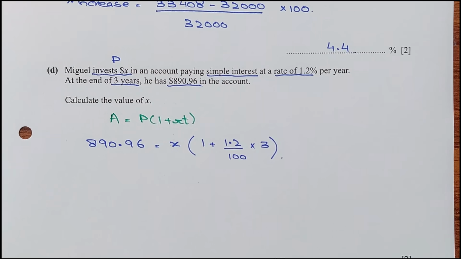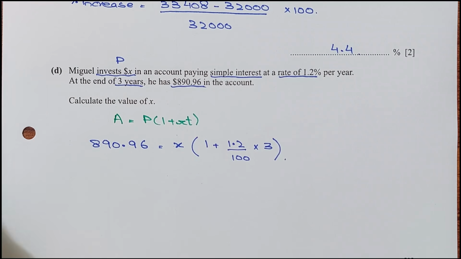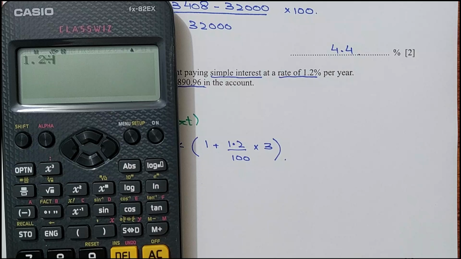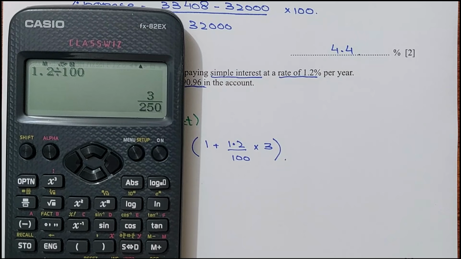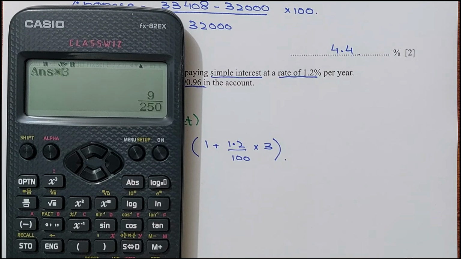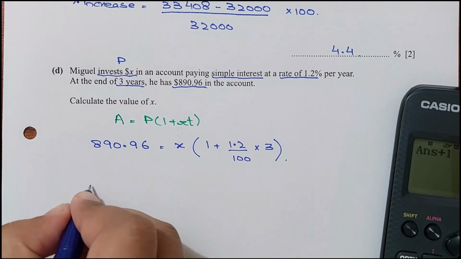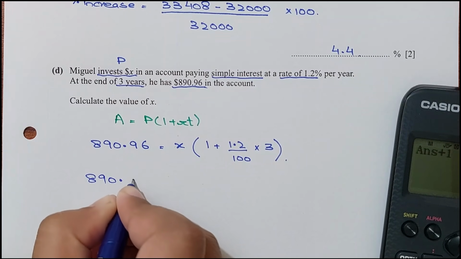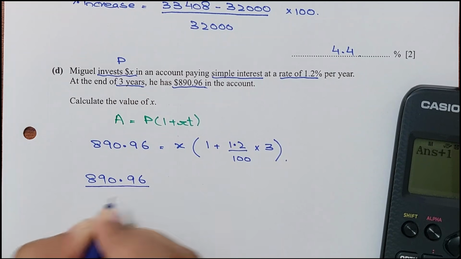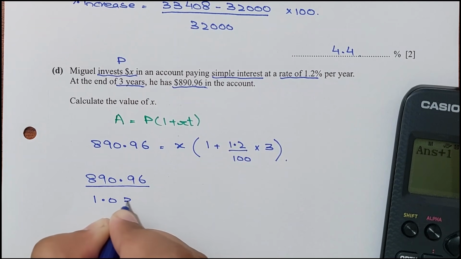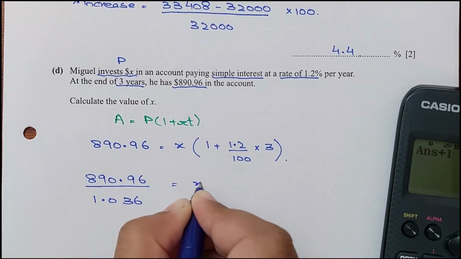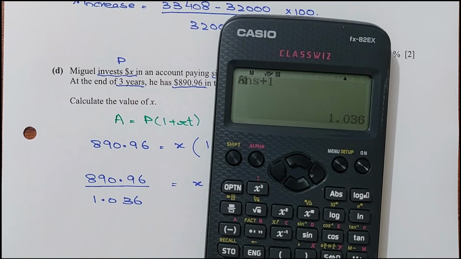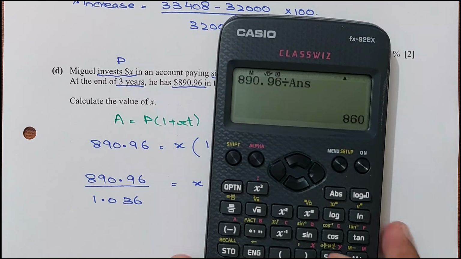Right. Now we have to just solve for X. Let me simplify the bracket first. 1.2 divided by 100, right, and times by 3, add 1, this is 1.036. So 890.96 divides 1.036 is your X value in dollars. 890.96 divides this answer is $860.